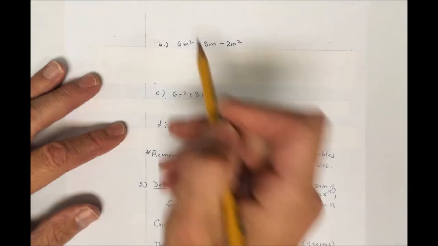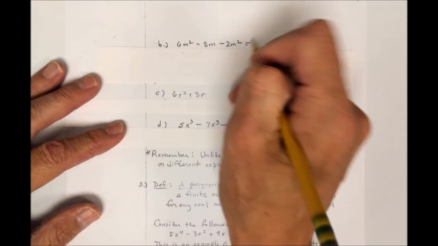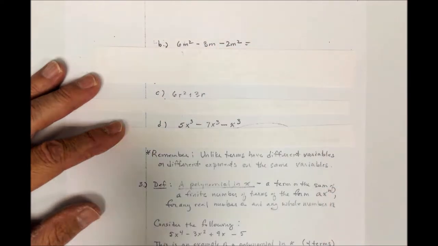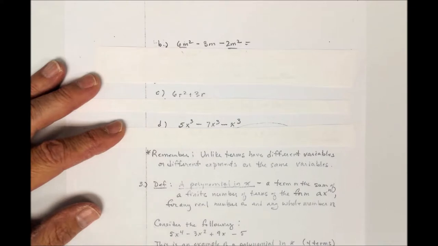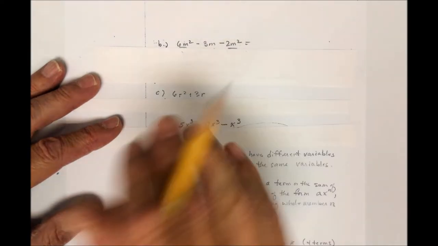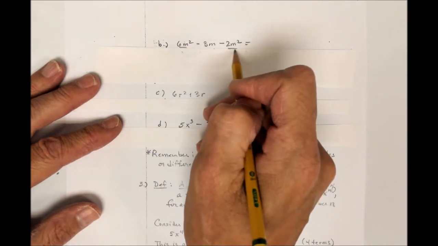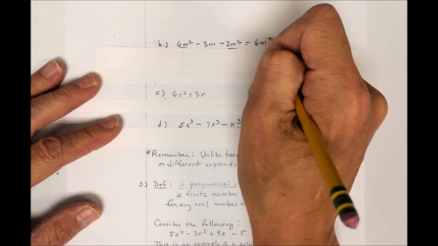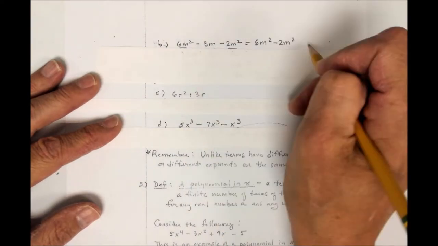All right, so I have 6m squared minus 3m minus 2m squared. I have three terms again, and only two of them, the first one and the last one here, are like terms because they have m squared. This one just has m. So what I'm going to do is I'm going to combine my like terms. Now, what some students like to do, and it's okay if you want to do this, is they want to put the terms that they're combining next to one another. So they're going to write 6m squared, then they're going to write the minus 2m squared, and then they're going to write the minus 3m, which is fine.